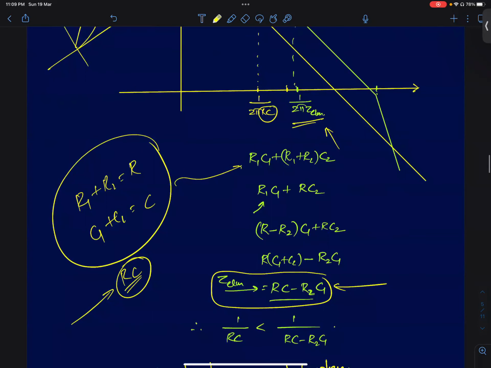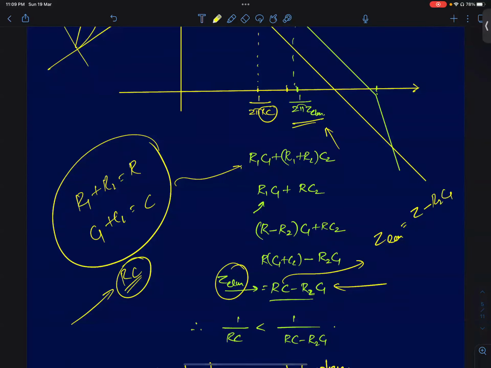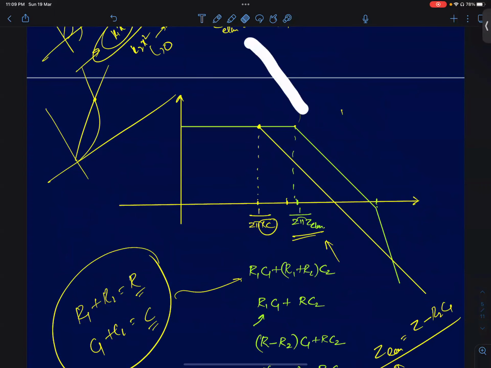Your tau is smaller, which means the pole will be, since your Elmore tau is smaller than the RC tau, right? So let me call this tau Elmore, and RC as tau, the time constant of the first order response, minus R2C1, which means the Elmore delay is smaller than the RC product, which means 1 by that will be larger. So that's why in the second order RC circuit, the pole will occur after 1 by RC.